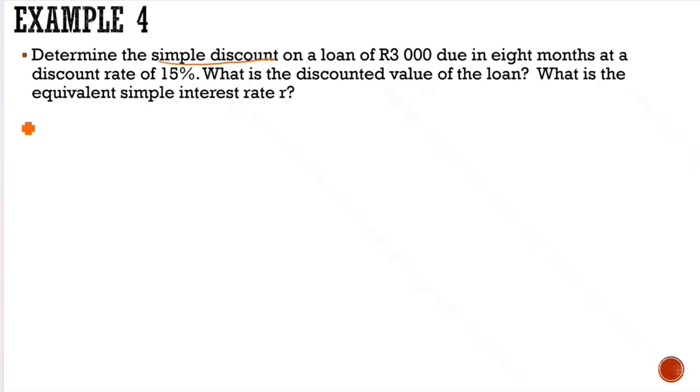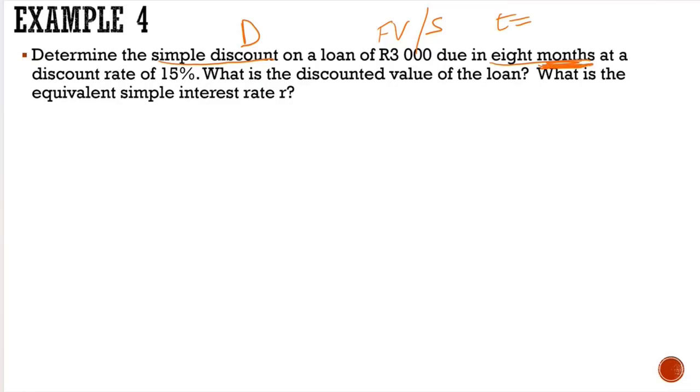So now a simple discount, we must look for D on a loan of 3,000 due in 8 months. This is a loan. Remember, a discount is calculated on a future value. So now this is your future value, or S. This is due in 8 months. Your T here is 8 and it's months, so you need to convert this to become annual.